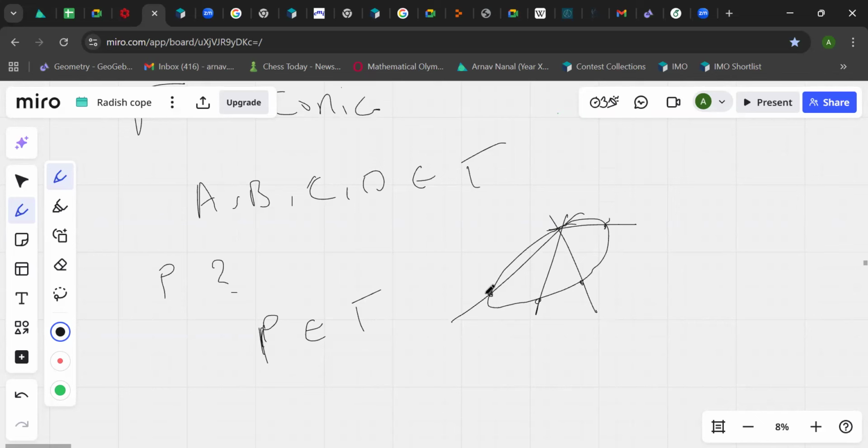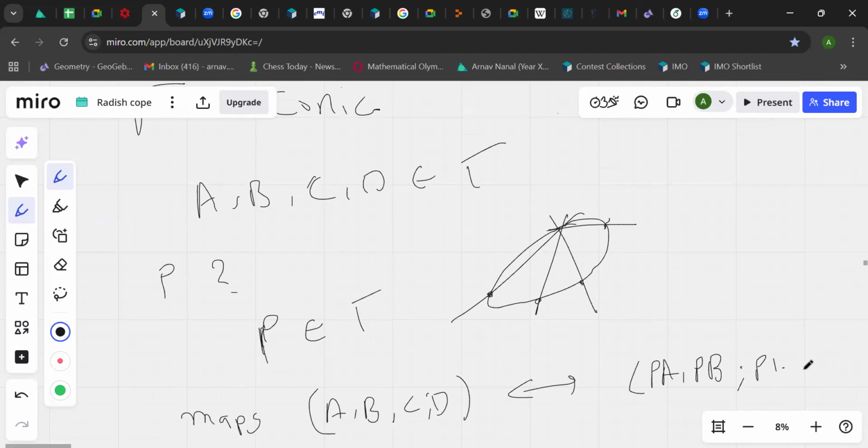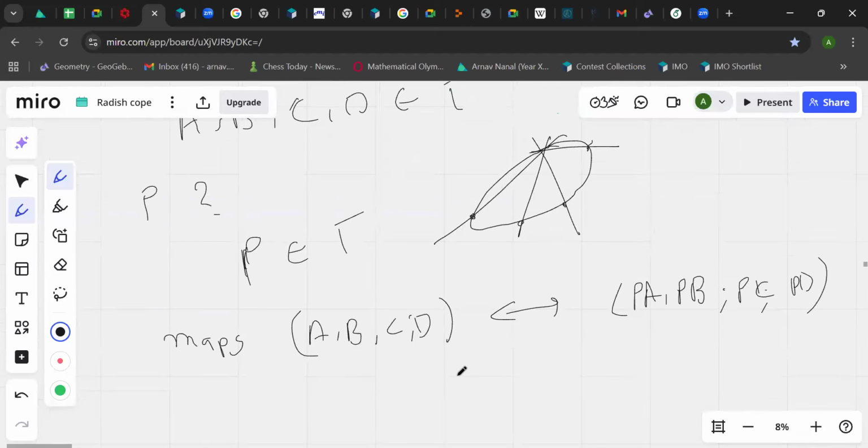An interesting thing you might have noticed is that when we are taking perspectivity, or these maps, like A, B, C, D on a line being taken to PA, PB, PC, PD, these are all strictly bijections. Bijections are strict, so these are always bijections.